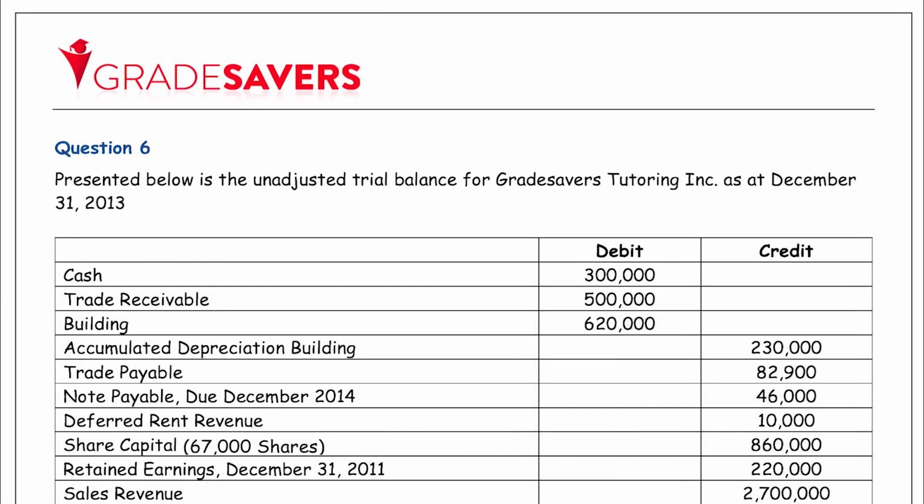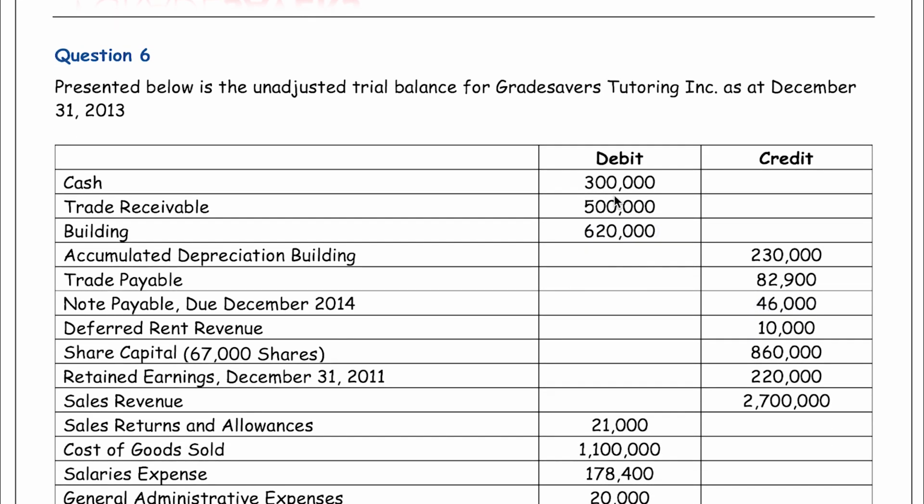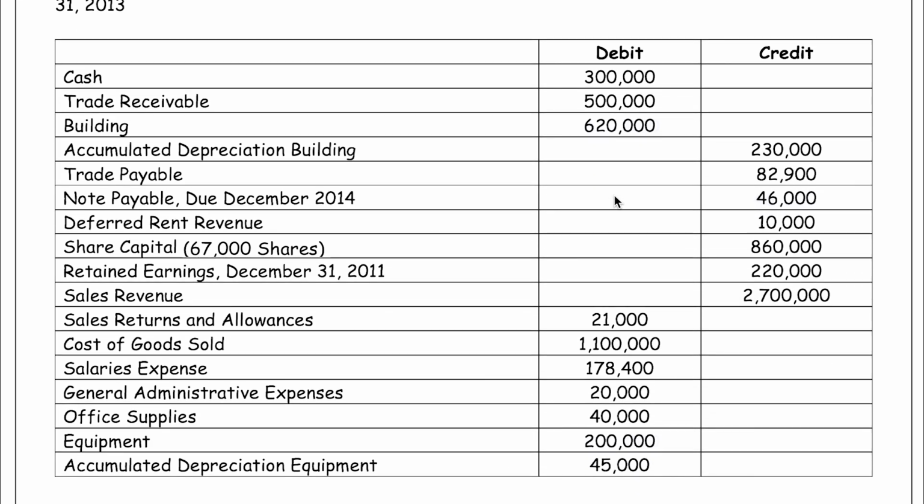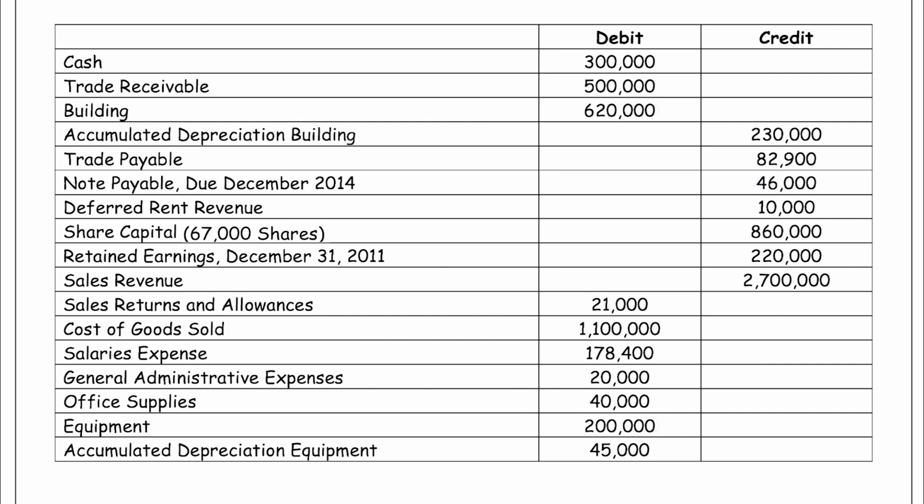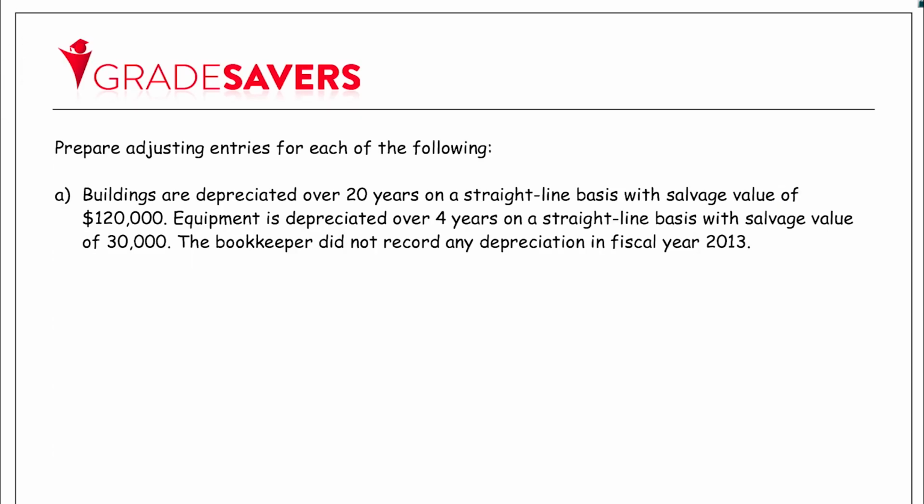Alright, Team 217, so let's have a look at question number 6. Here it says, presented below is the unadjusted trial balance for Great Savers Tutoring Inc. as at December 31st, 2013. So lower down, we're offered the debit and credit balances for the various accounts that exist. These are obviously unadjusted balances as mentioned in the problem. If we now have a look at the required on the next page, we're asked to prepare adjusting entries for each of the following.